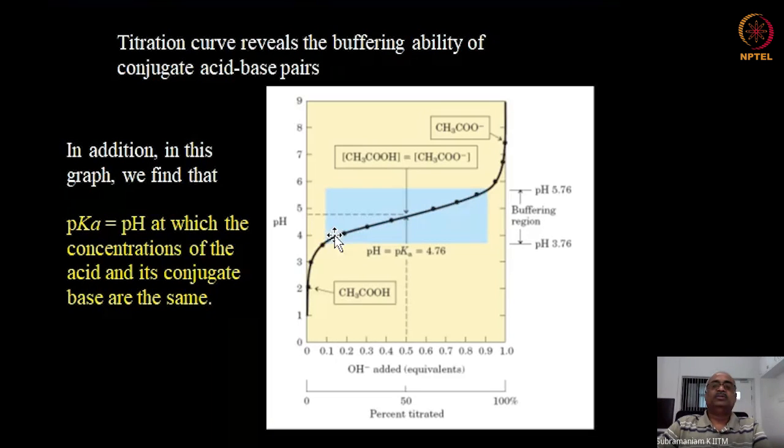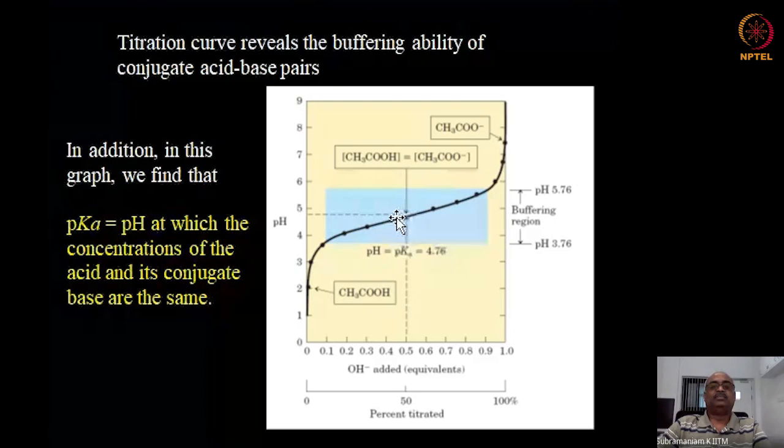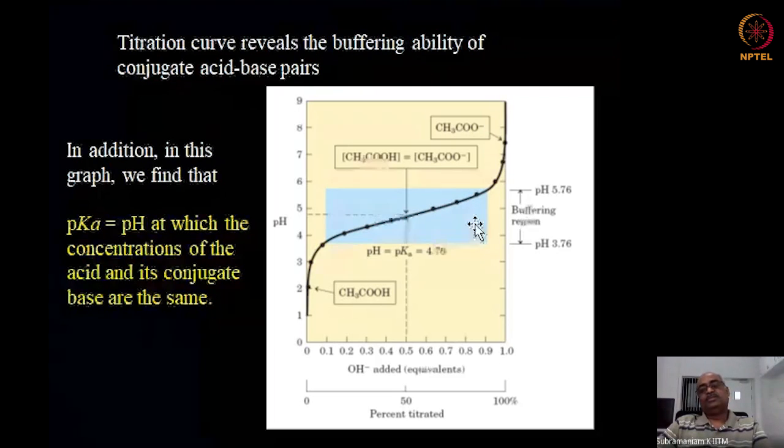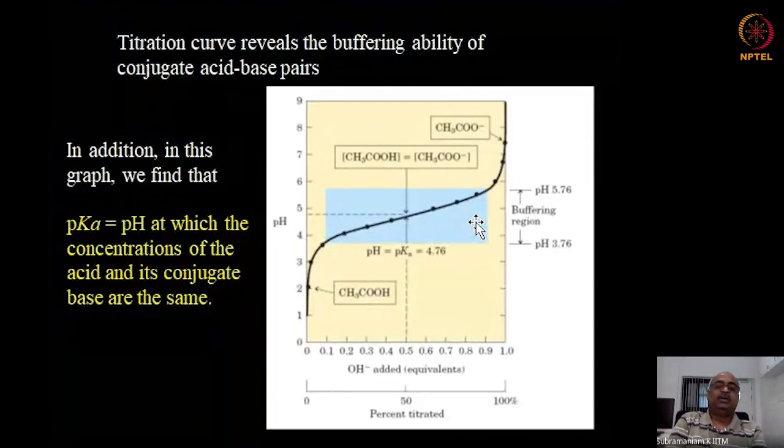Okay, so on both sides you have some leeway, but this is the midpoint where the change is really the lowest. So this is the basis for the concept of a buffer. A buffer is a solution that resists change in pH when you add a certain amount of acid or base. It is not going to tolerate that forever.